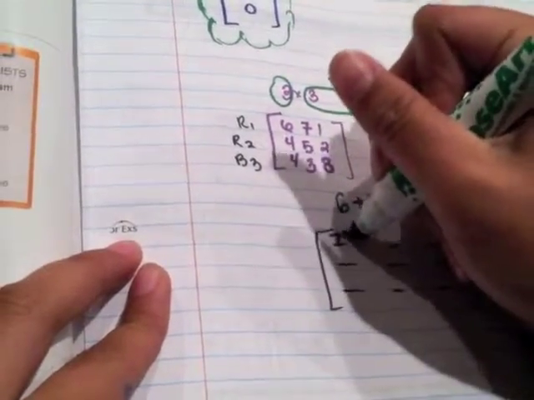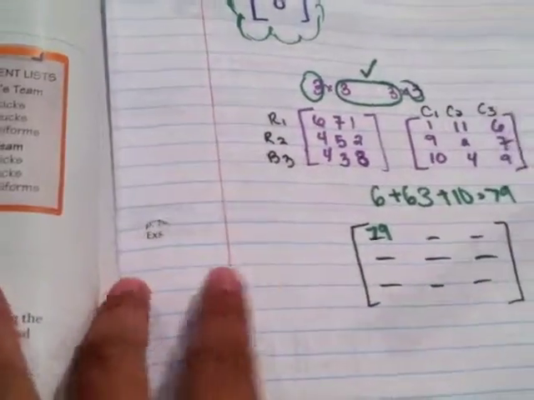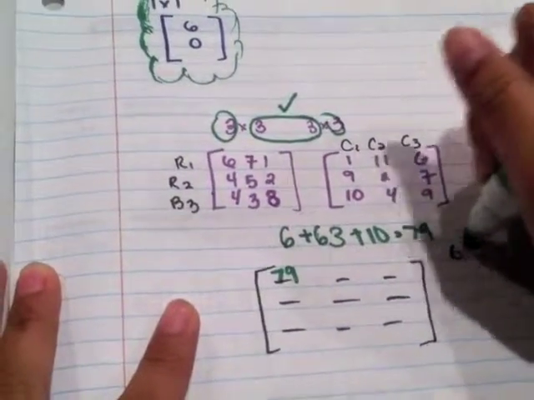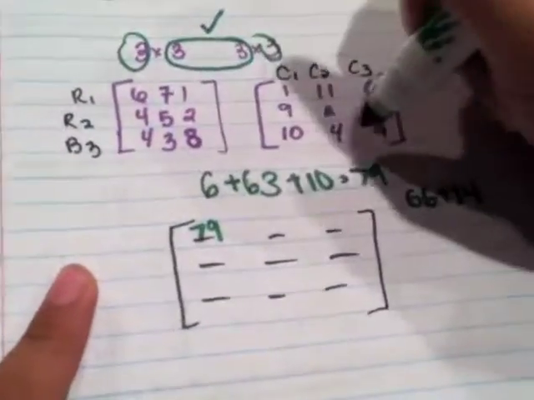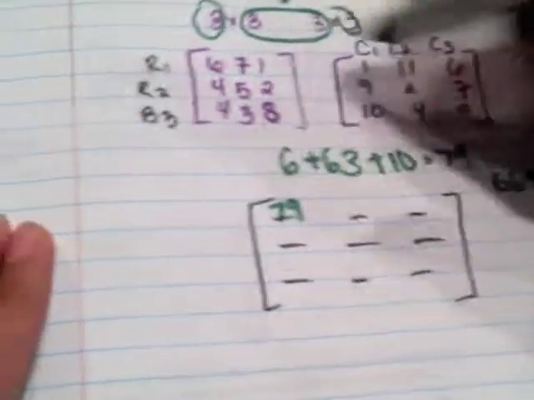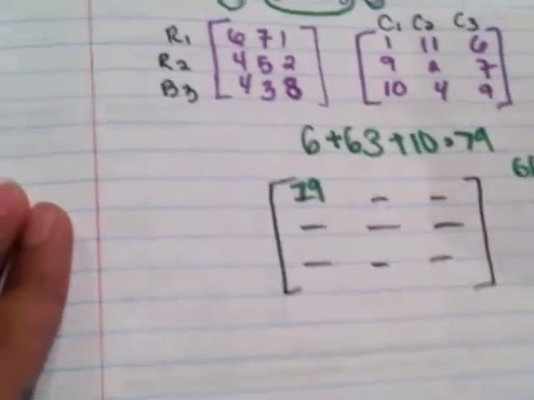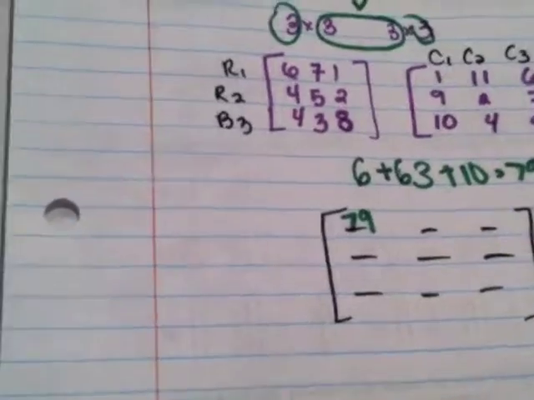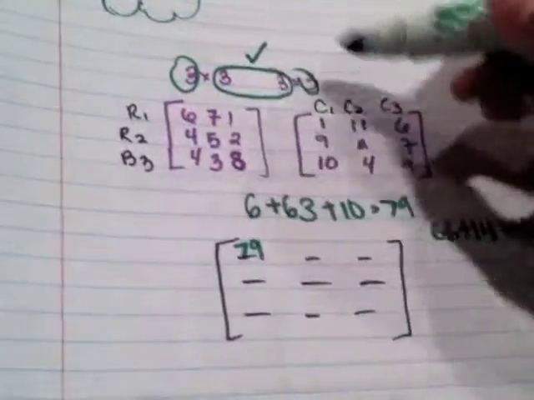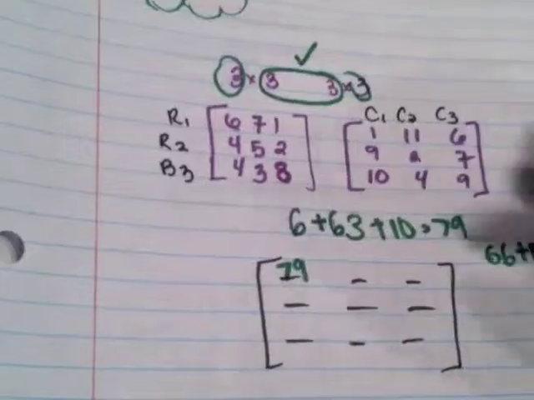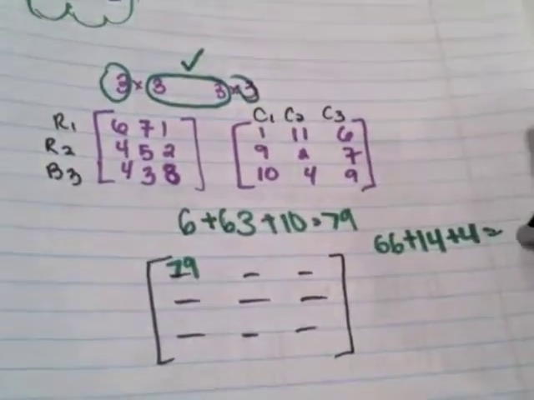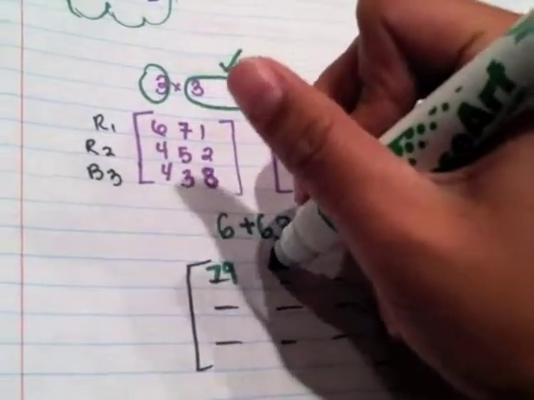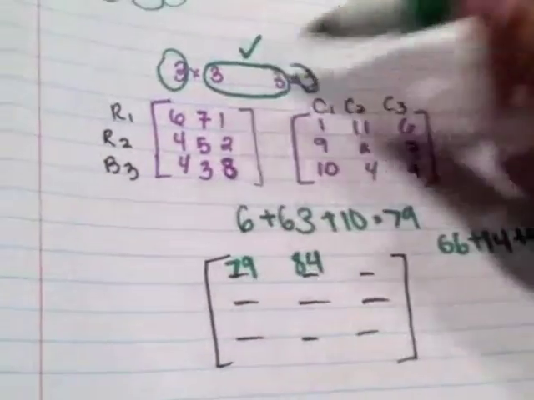Put that down here. Next one is row 1, column 2. 6 times 11 is 66. 7 times 2 is 14. 1 times 4 is 4. Double checking myself just to make sure. Yep, we're good. 66 plus 4 is 70. 70 plus 14 is 84. That's row 1, column 2.